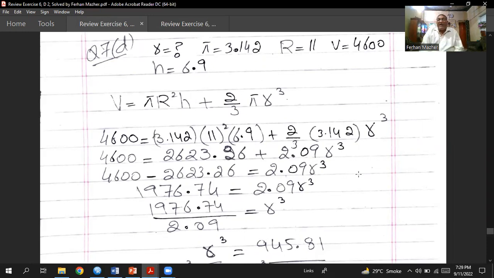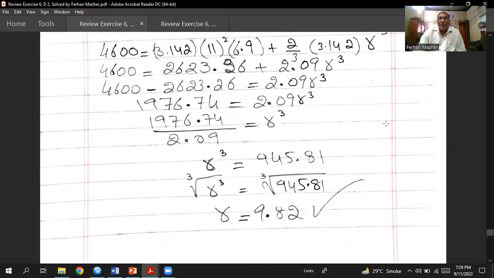That 2.09 is multiplied with the r cubed. When it goes to the other side, it will divide. So in your calculator, you will write 1976.74 divided by 2.09, and that will be 945.81. So this is r cubed.